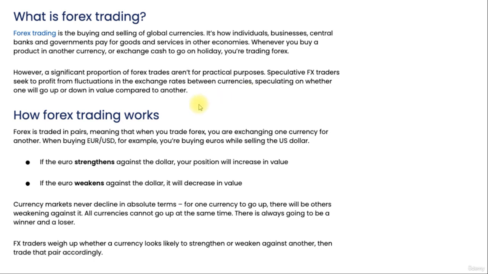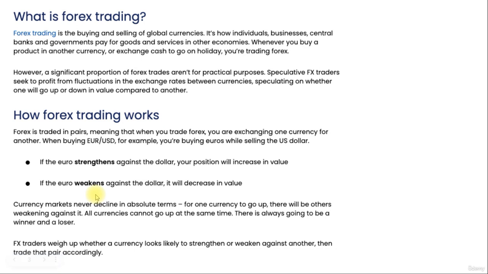Now, how does forex trading work? Let us understand this concept. Forex is traded in pairs, meaning that when you trade forex, you are exchanging one currency for another. Whenever you are buying EUR/USD, for example, you are buying euros while selling the US dollar. If you are trading this forex pair, whenever you are going long, that means you are buying it, and whenever you are going short, that means you are selling it. So if you are going long on EUR/USD, that means you are buying euro and selling USD. If euro strengthens against the dollar, your position will increase in value, and if euro weakens against the dollar, it will decrease in value.